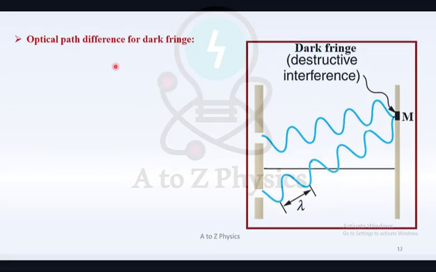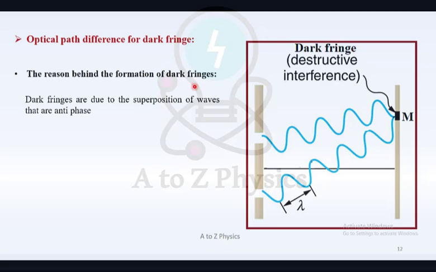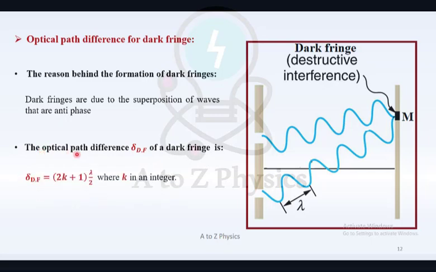While in the case of a dark fringe, the two waves reach point M in antiphase, and the interference in this case is destructive, so a dark fringe is formed. Therefore, the reason behind the formation of a dark fringe is the superposition of waves that are in antiphase. And the optical path difference delta for a dark fringe is delta equals (2k plus 1) lambda over 2, where k is an integer.